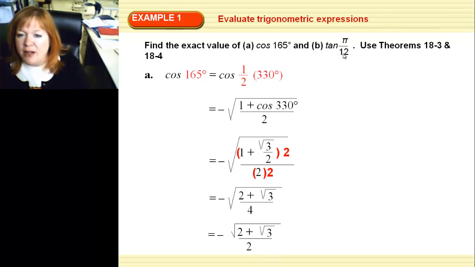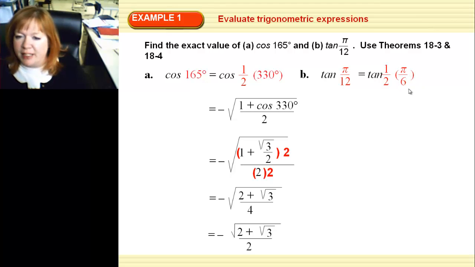Tangent of pi over 12. Well, half of what would give me pi over 12? That's half of 6. Half of pi over 6. So to do my half angle formulas, I'd have a half times pi over 6. I'd rewrite it like this so I know that pi over 6 is the angle measure that I'm putting in there. If you wish, you can convert these to degrees if it makes the math a little bit easier for you.